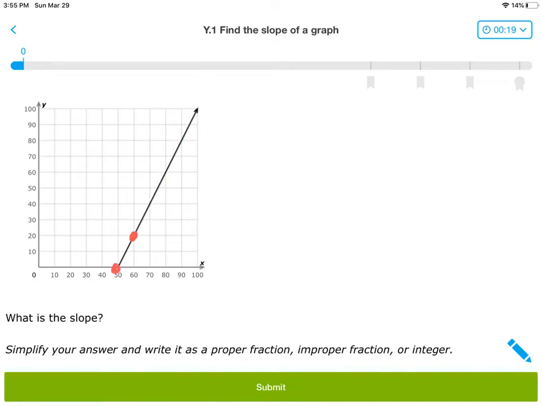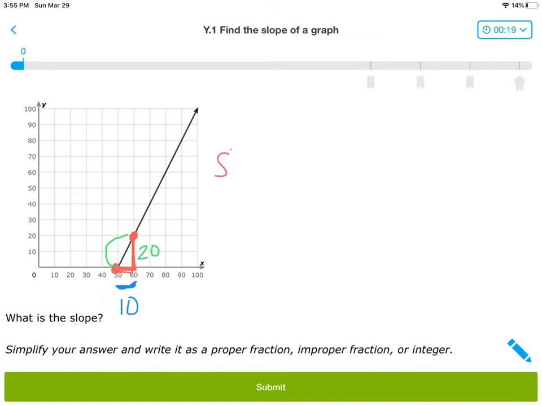So all you want to do is find the change that happened in your x direction. It went from 50 to 60, so that's a change of 10. And your change in the y direction: it went from 0 up to 20, so to go from 0 to 20, that's a change of 20. So I'm going to draw this as what we call a slope triangle. If I draw it like this, that's a change of 10 and a change of 20.